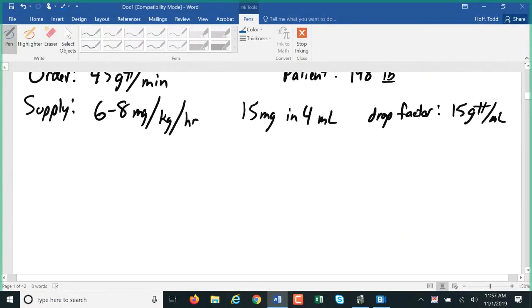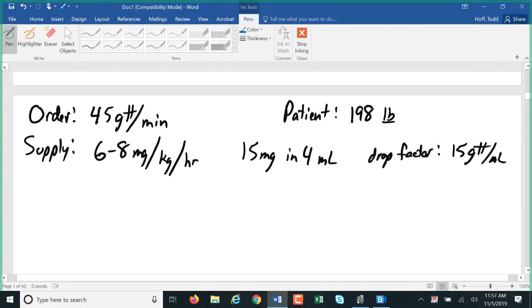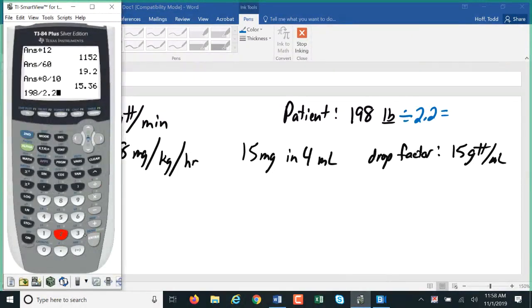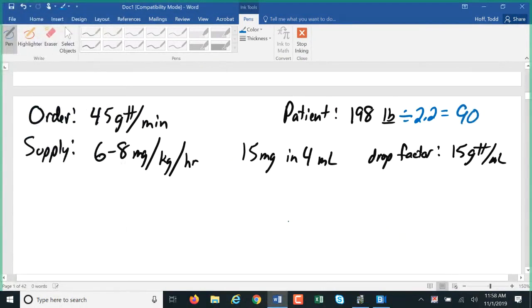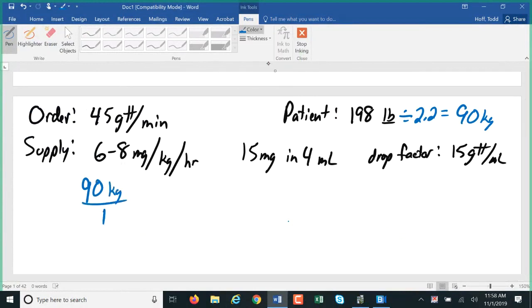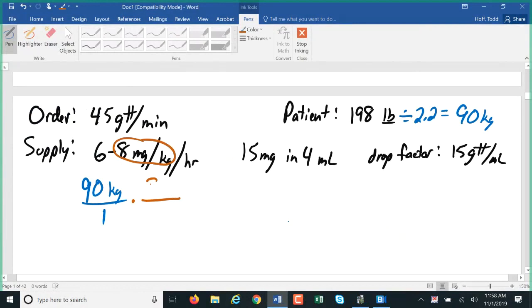So we always start out with the patient here, converting that pounds to kilograms. So divide by 2.2, giving us 90 kilograms. Start out with 90 kilograms. So we're going to do our maximum again, the 8 milligrams per kilogram. Cancel out our kilograms.